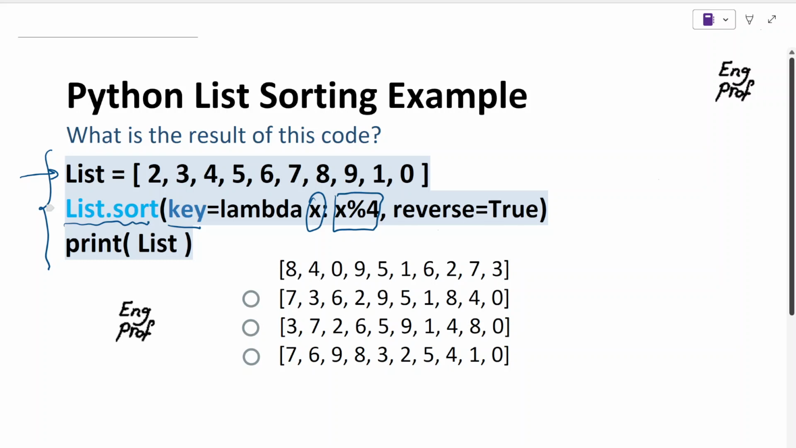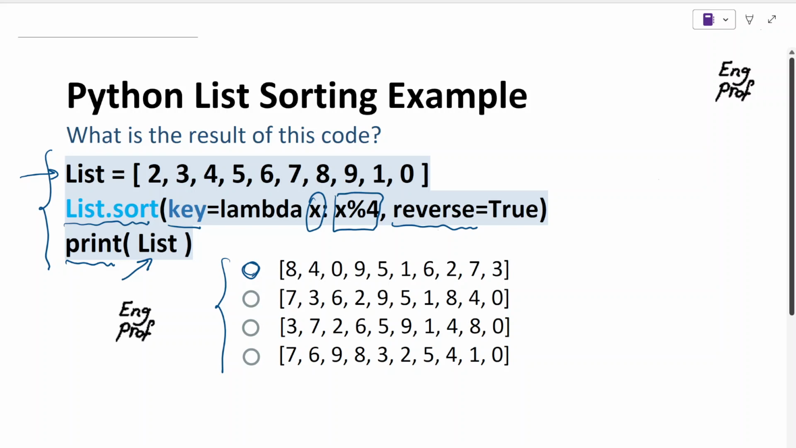Based on that, do the sorting, but keep in mind that we want to do the reverse sorting. And then after that, the resulting sorted list needs to be printed. So the question is, which one of these 4 cases is the right solution or the result of this code?